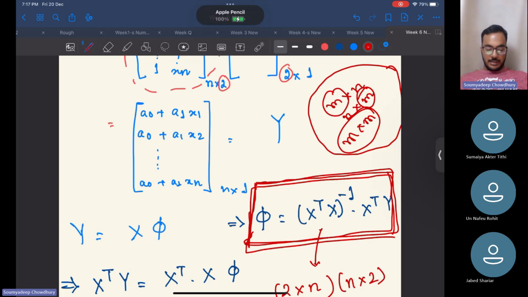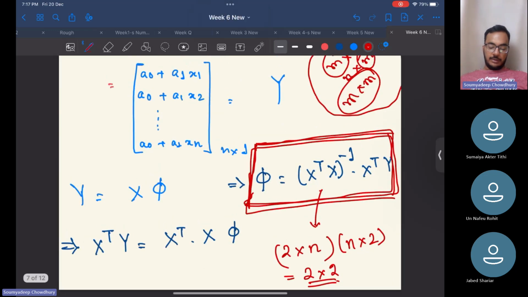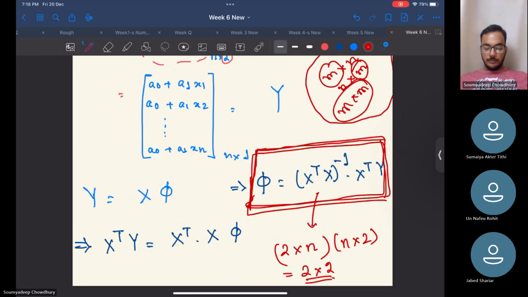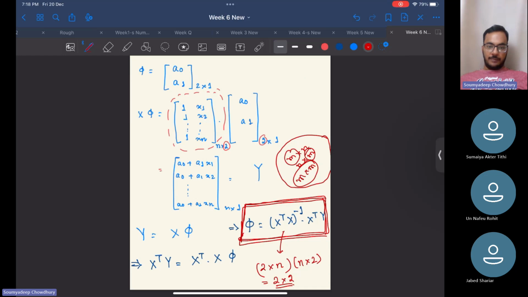So on both sides of the equation, we multiply with the transpose of x. It gives x transpose y equals x transpose into x into phi. From this we can find out phi, which is the inverse of x transpose x, multiplied by x transpose y. So that will give me phi.